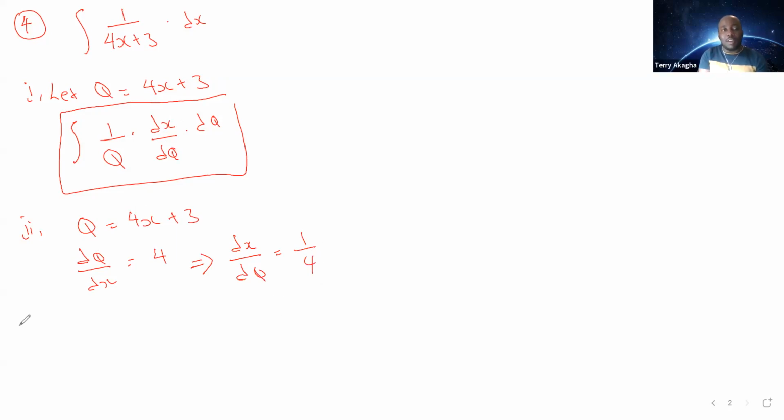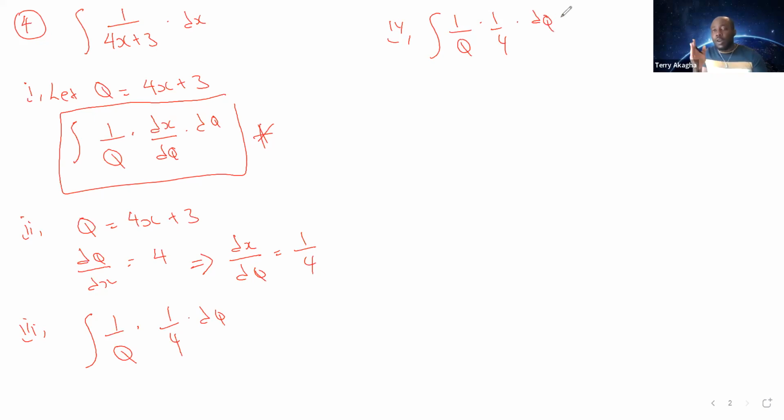Okay? Then the third step is that you need to replace all these variables back into the equation. So we're integrating 1 over q times dx over dq, which is 1 over 4, dq. Then the fourth step is that we integrate it as normal. So we're integrating 1 over q, 1 over 4 dq. You bring out the constant outside, so you have 1 over 4, and you integrate 1 over q dq.